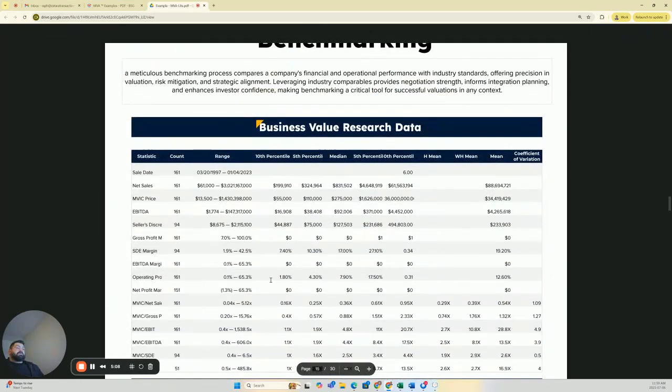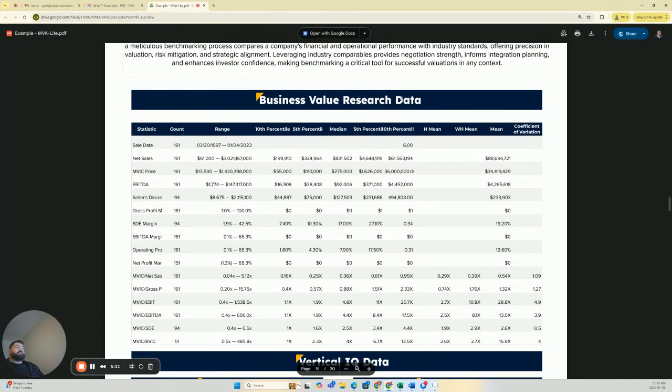And then benchmarking. So here we pull business value research data, right, on the industry in particular that we're looking at whenever we're going to do a valuation. So, for example, this business here, there's 161 different businesses in this BVR that are similar to this business. And so they pulled all of the businesses that sold in this area to figure out, okay, what's the multiple? So you look at the mean and then the median.